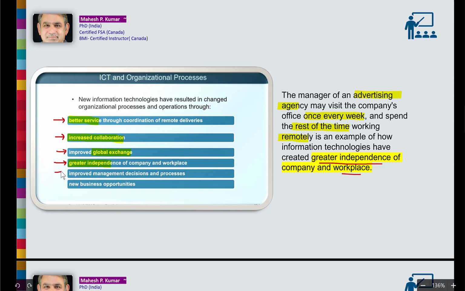And then improved management decisions, right? Definitely, we have already talked about it. Whenever a manager makes a decision, it is based on some input, and that input is information, and that information is created by information systems, so they improve our decision making abilities. And new business opportunities can be ascertained. New business opportunities can be identified by using information systems and information and communication technologies.